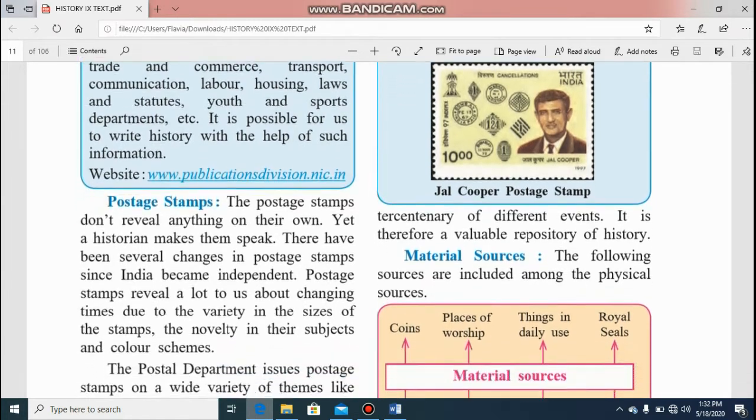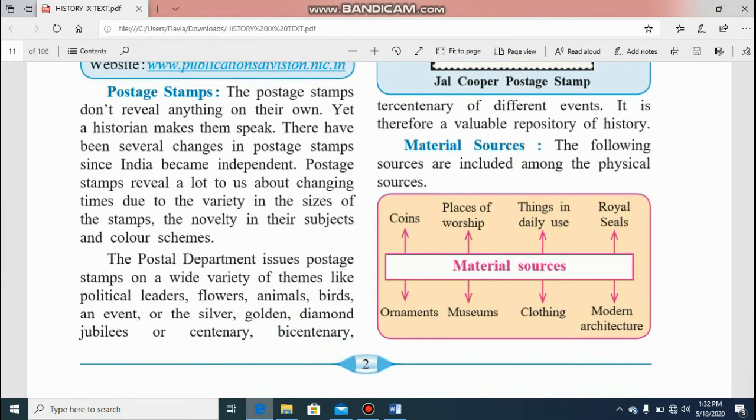And now that brings us to material sources. Material sources, please look at your screen. Material sources include coins, places of worship, things in daily use, royal seals, modern architecture, clothing, museum, ornaments.